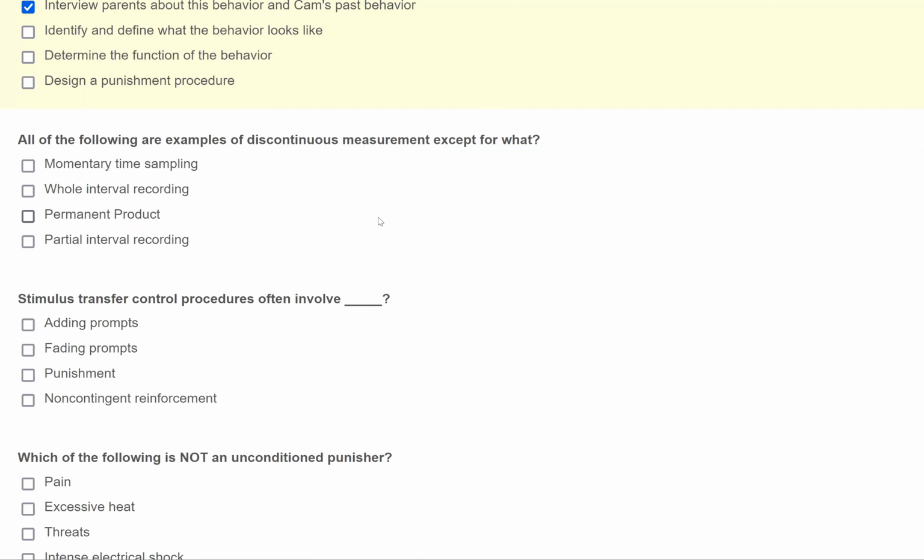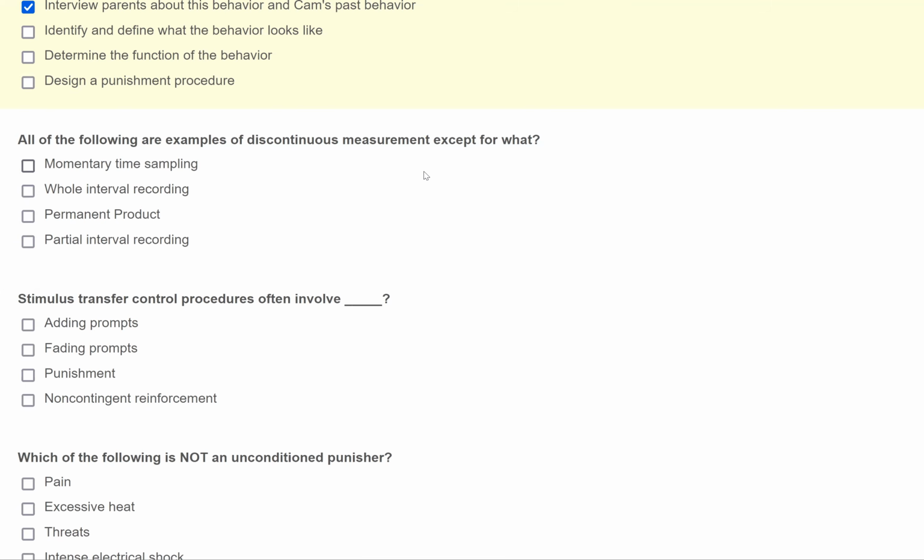They're going to ask you a lot about measurement, about continuous measurement, discontinuous measurement. Why do we use them? When do we use them? When is a good situation? When is not a good situation? They're going to expect you to know the difference between continuous and discontinuous. Continuous, as we know, we are recording every instance of a behavior. Discontinuous, we're taking a full time frame and breaking it into a smaller interval.